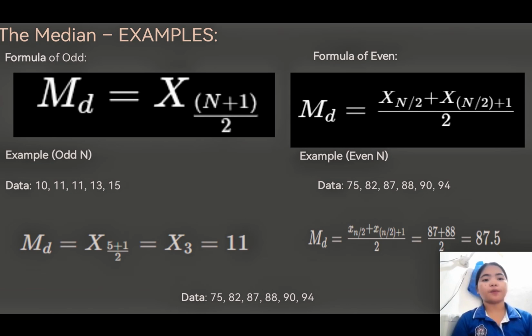Next, copy the formula and change the letter n into 5 since our x5 is 15. Remember, we're focusing on odd. Next, add 5 plus 1, which is 6. And 6 divided by 2 is 3. Copy the x3. In the data, our x3 is 11, and that is our median in that problem.